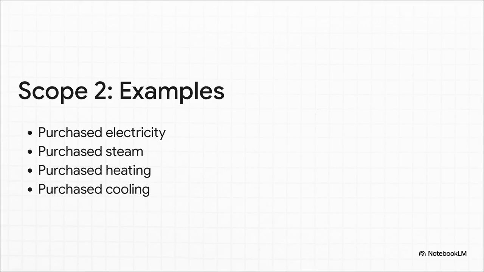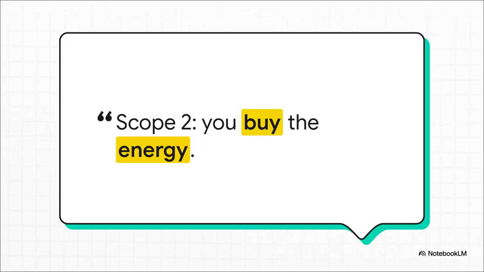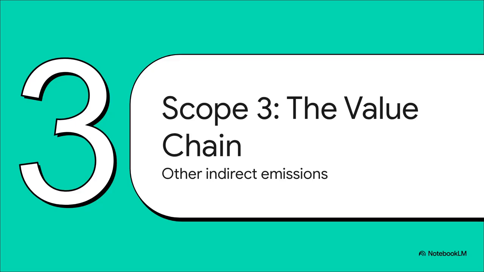The absolute classic example here is the electricity you buy for your office or your factory. You flip a switch, the lights come on. But the emissions created to generate that electricity, that's Scope 2. And this goes for other kinds of purchased energy too, like steam, heat, or cooling. And here's the simple logic to lock this one in your brain. If Scope 1 is you burn it yourself, then Scope 2 is just as simple. You buy the energy. You didn't make it, but you paid for it and you used it. That's the boundary.